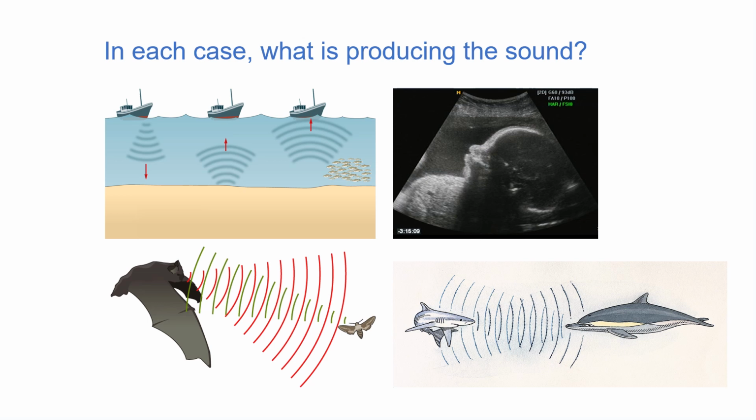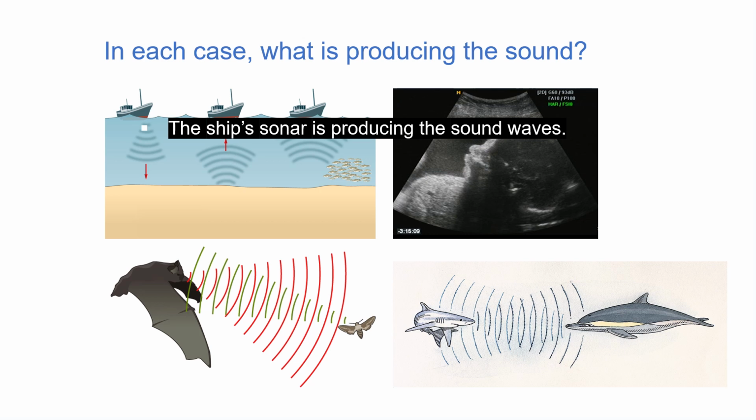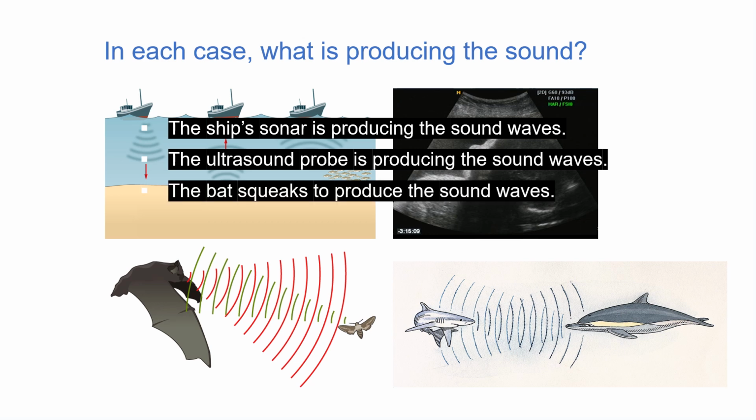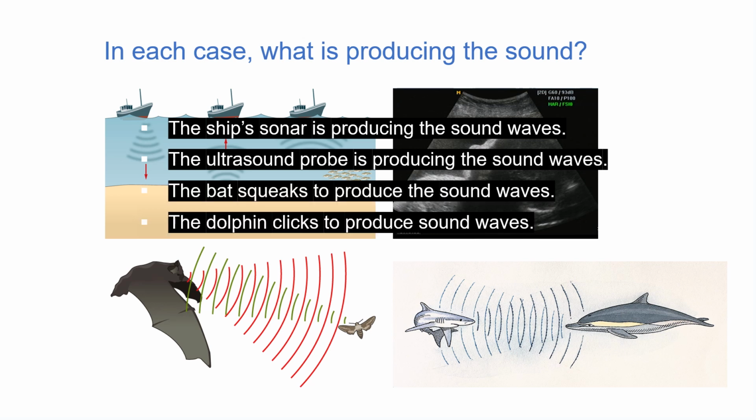So, in each case, what is producing the sound? In the first picture, it's the ship's sonar. In the second picture, the ultrasound probe. And the third picture, the bat is squeaking to produce ultrasound. And the fourth, the dolphin is making clicks to produce sound.